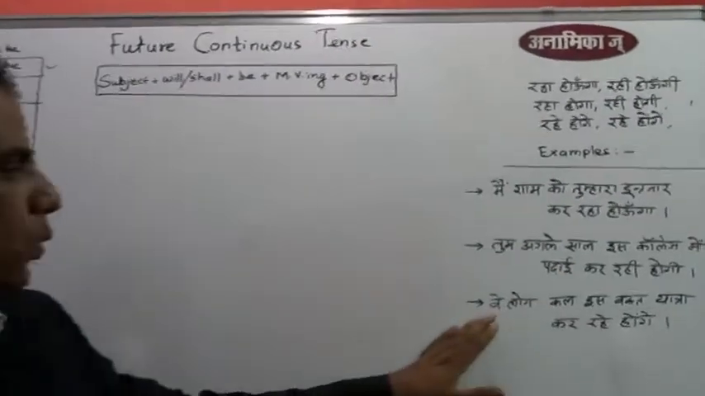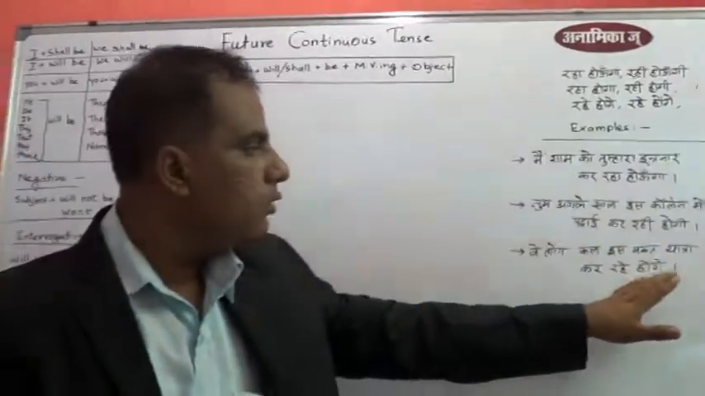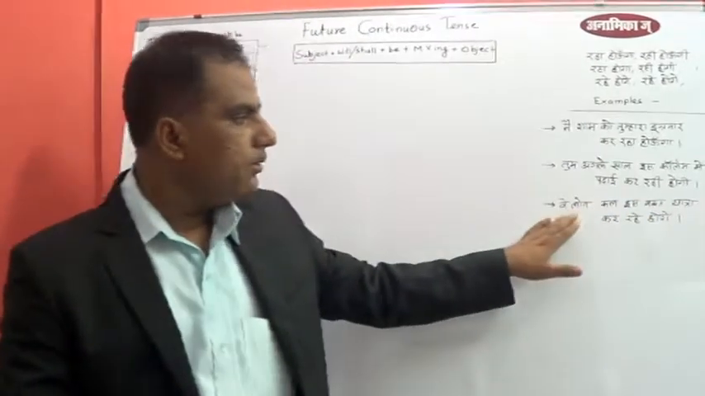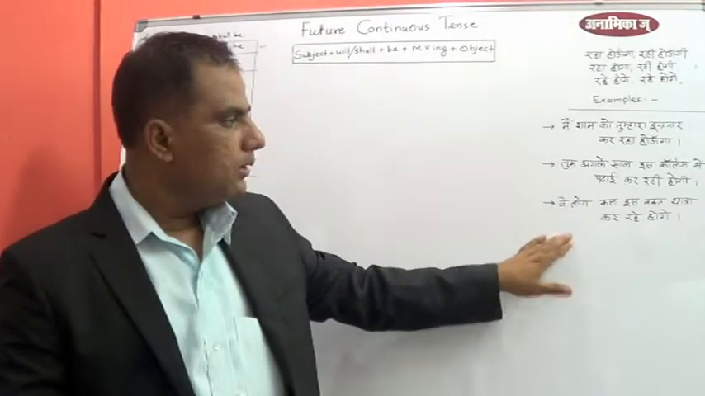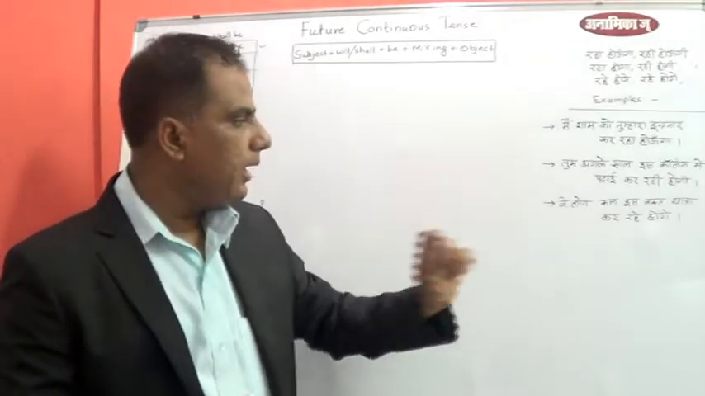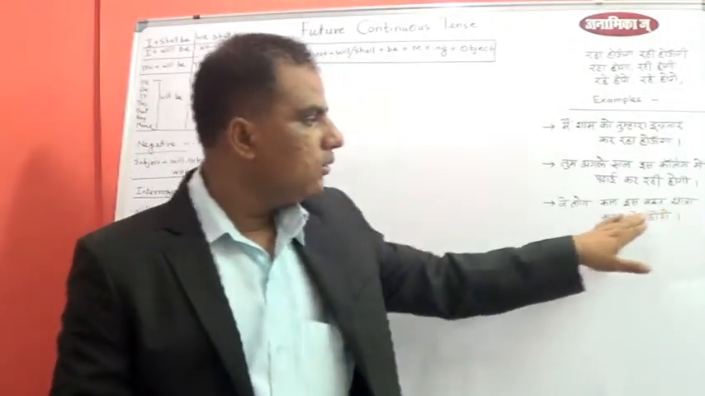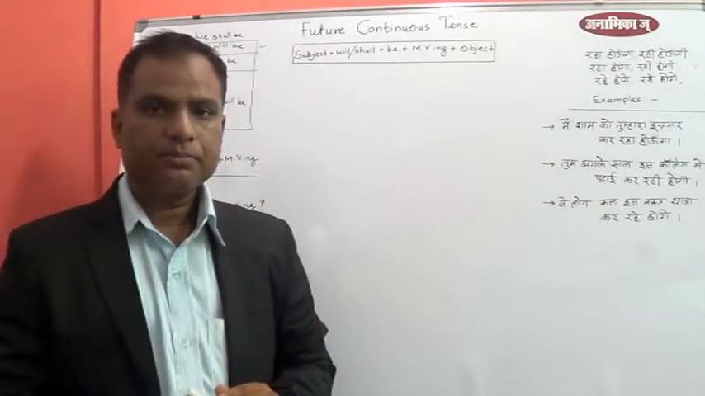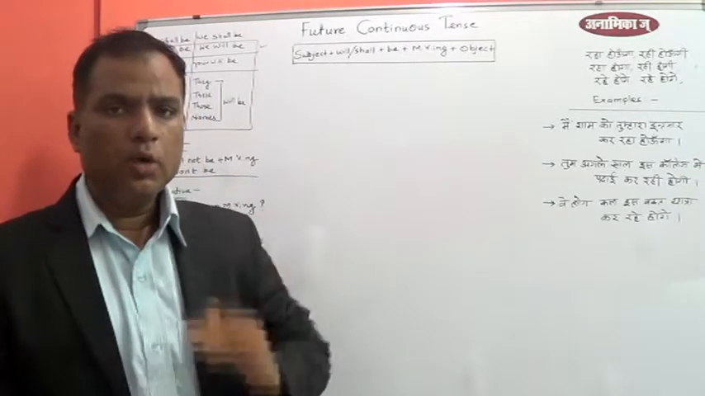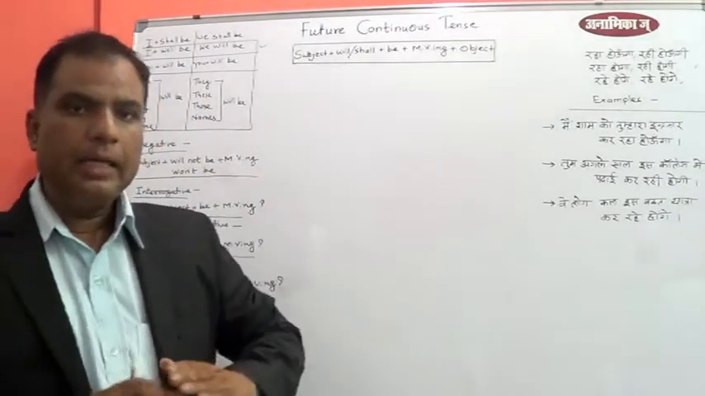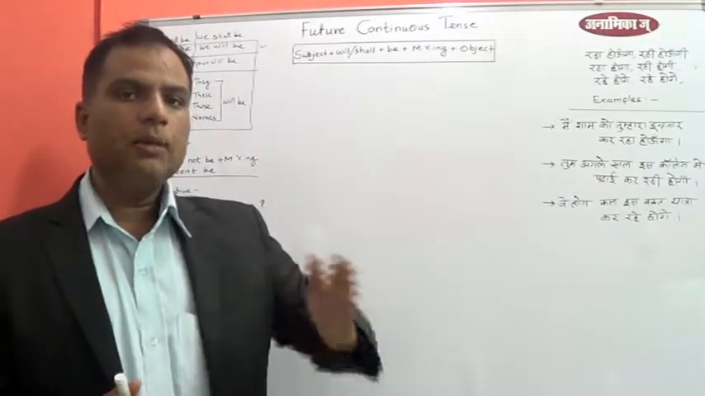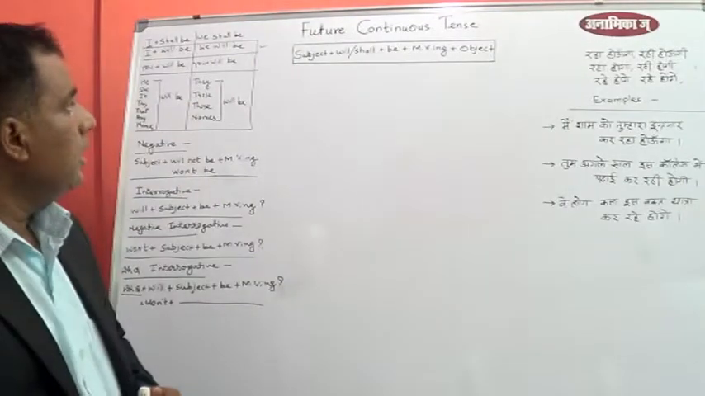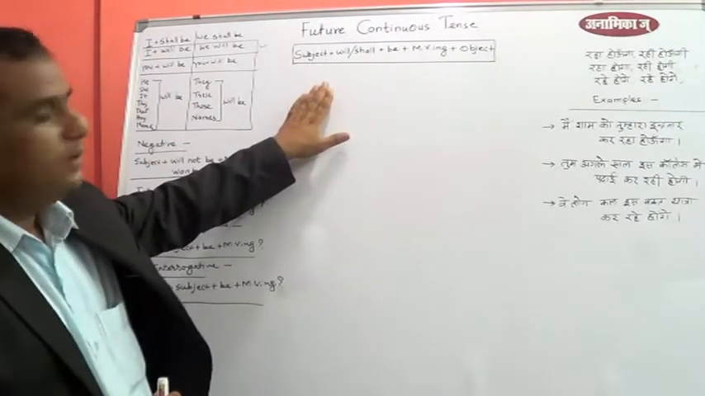Third example, वे लोग कल इस वक्त यात्रा कर रहे होंगे. Again we have the similar trend, that at some point of time this action will be going on. So in future continuous tense we include those actions which will be in progress at some point of time in future. Now let's have a look at the structure.